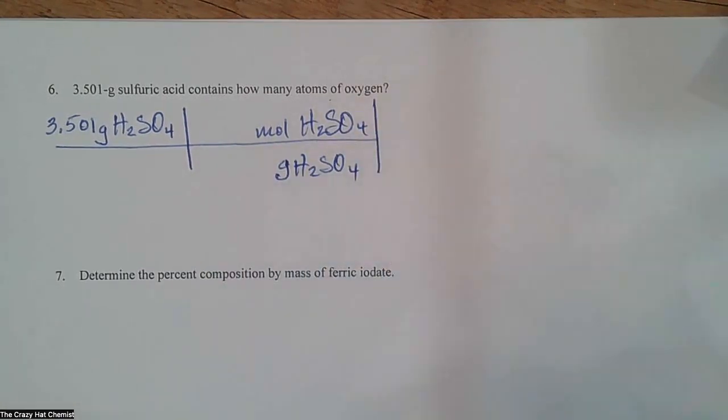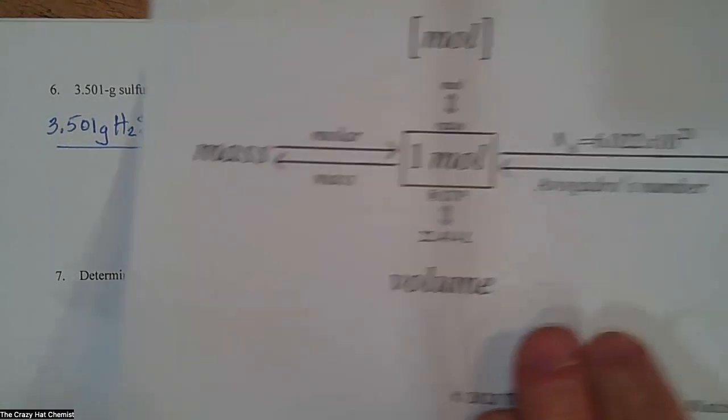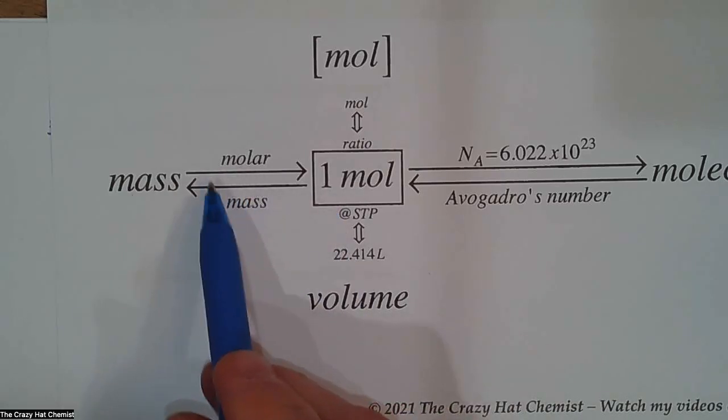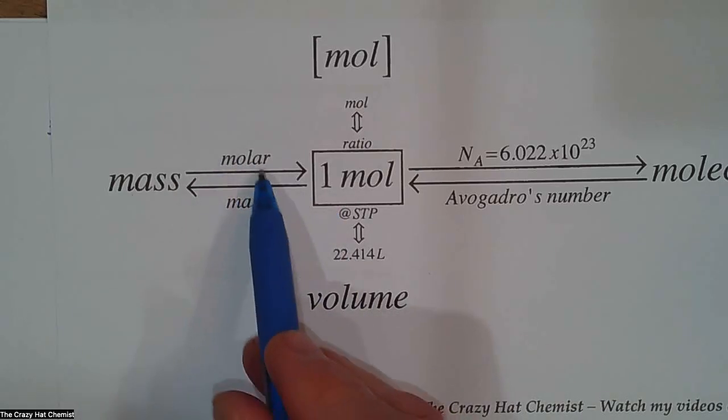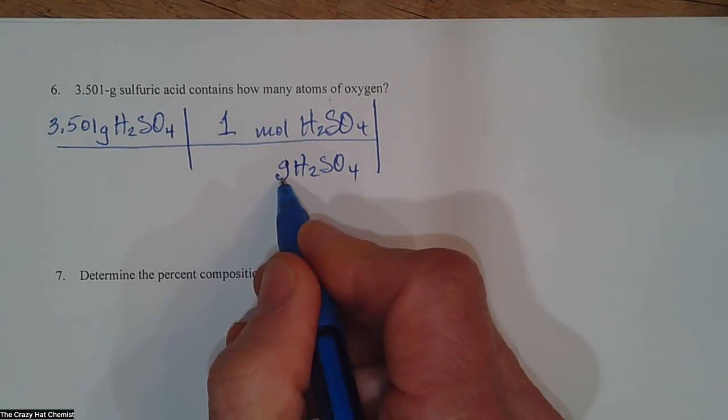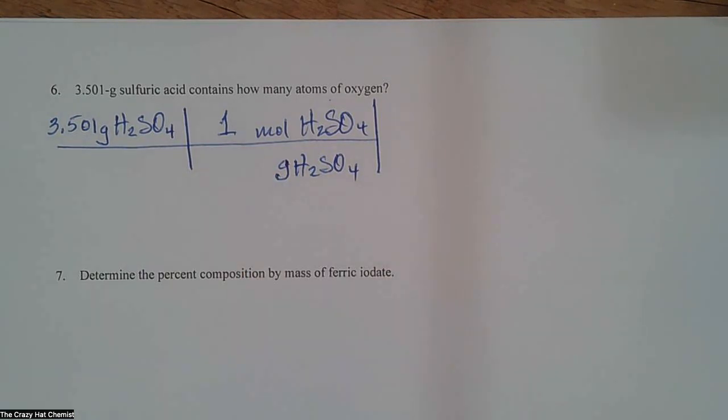And now what we need to do is get the numeric values for this. The number in front of the mole is a 1. The number in front of the grams is going to be the molar mass. So I need to calculate the molar mass for sulfuric acid. This is 1 in front of the mole. And the molar mass right here is going to be grams.